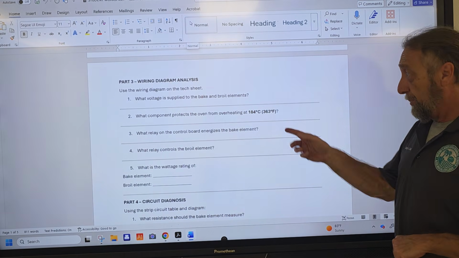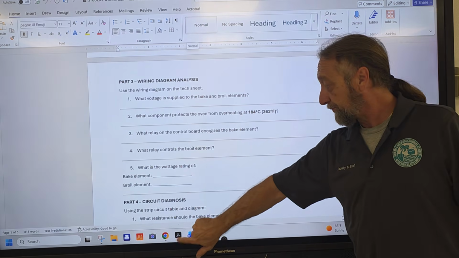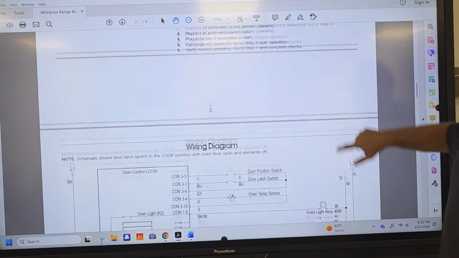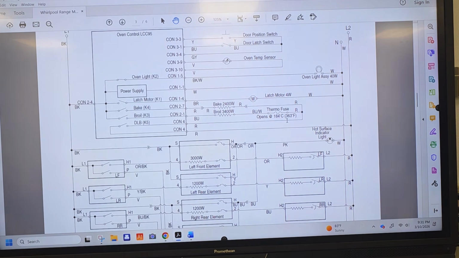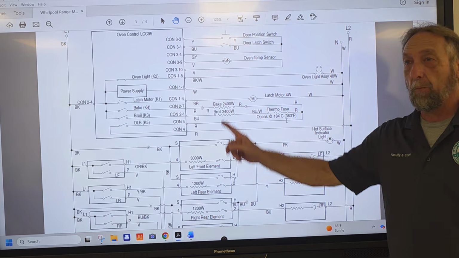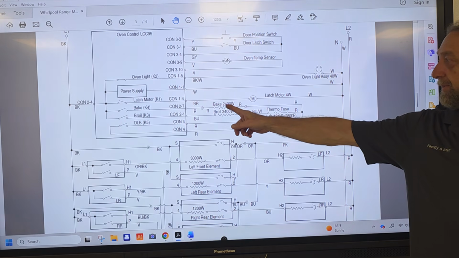So, what component protects the oven from overheating? Temperature fuse. Thermal fuse. Yes, thermal fuse, right here. Now, the thermal fuse is in series with what? The broil element. Does the bake element not work if the thermal fuse goes bad? No. Which one? You should know. The bake element. On top, no, it says.